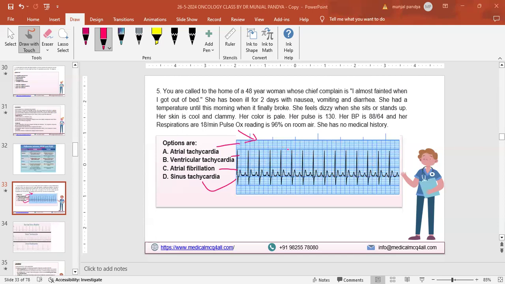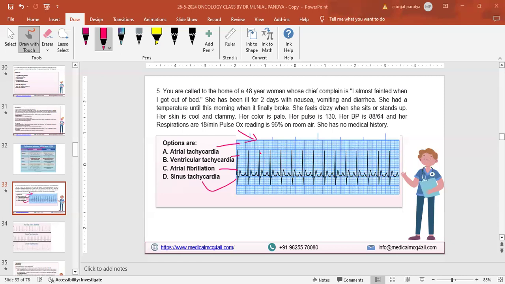How much is the rate, as per the ECG? How do you calculate it? The diagnosis of this patient is also sinus tachycardia. Please calculate the heart rate from the ECG. This is the 300 rule: 300 divided by the number of large blocks.